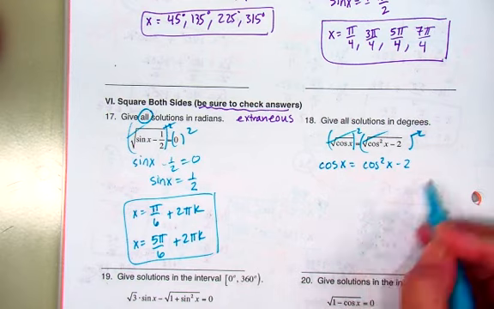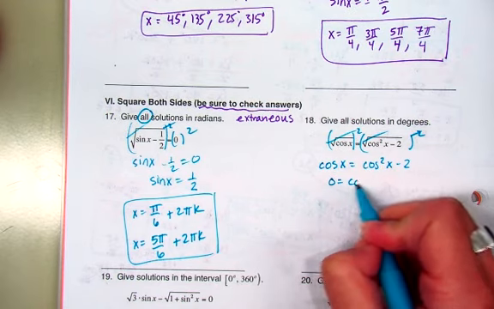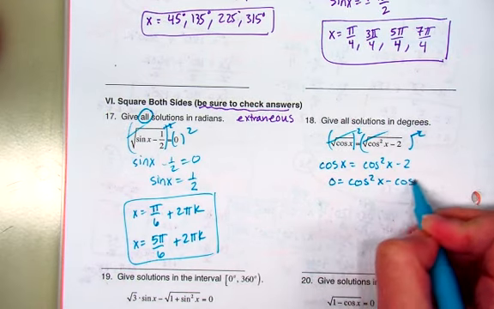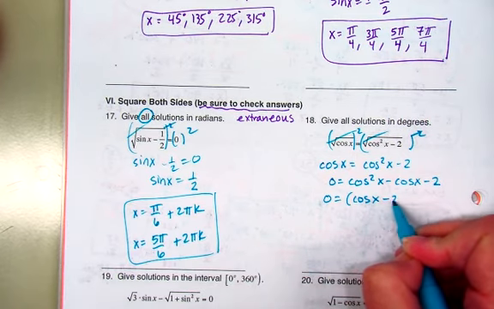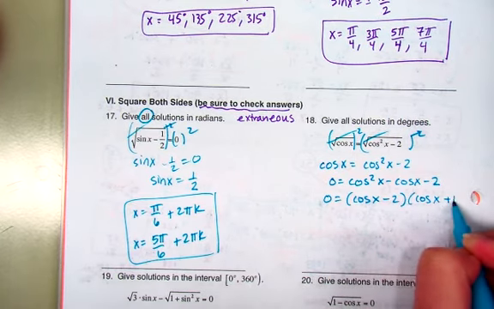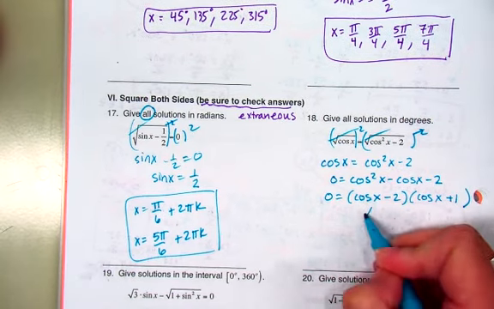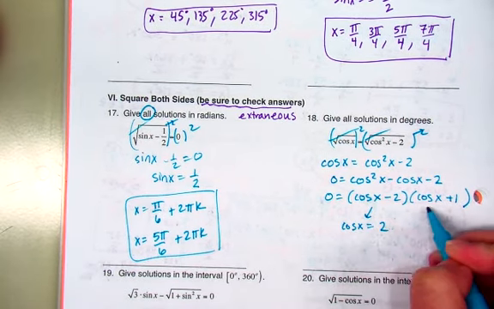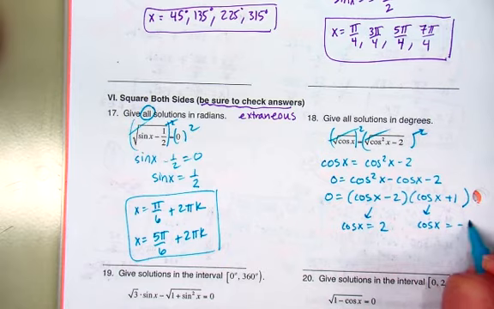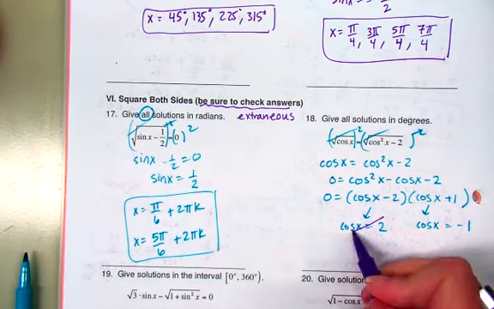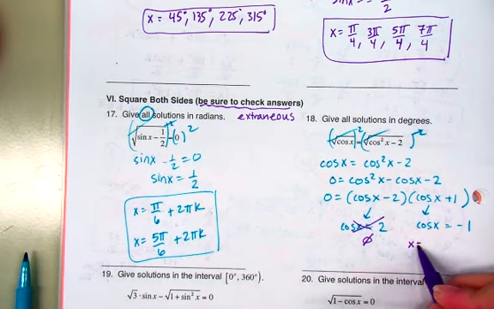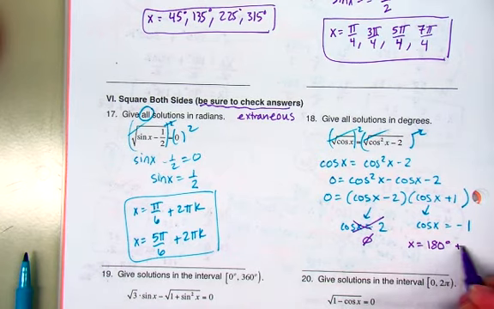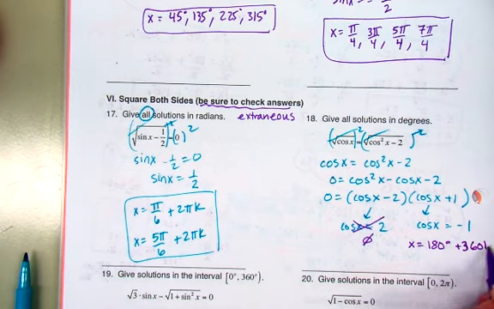All right, so now I'm going to have to move stuff around, and this is going to become a factoring problem. Cosine squared x minus cosine x minus 2, and that factors into cosine x minus 2 times cosine x plus 1. So I have two solutions. When is cosine x equal to 2, and when is cosine of x equal to -1? Obviously this is never, but cosine is equal to -1. We're looking for degrees here at 180 degrees. We want all solutions plus 360k.